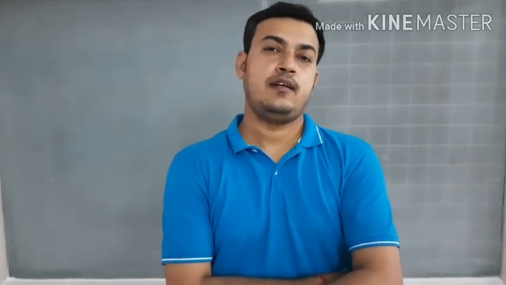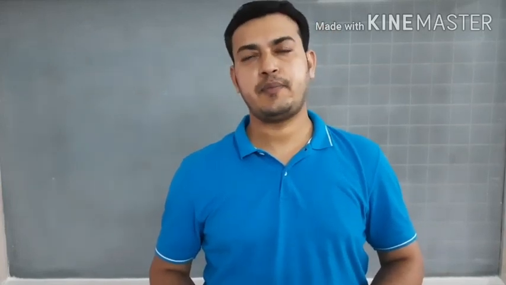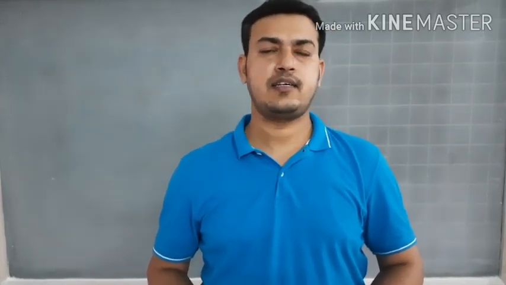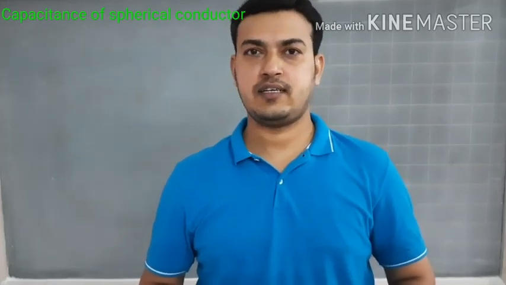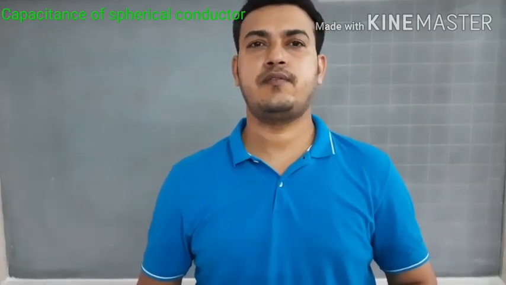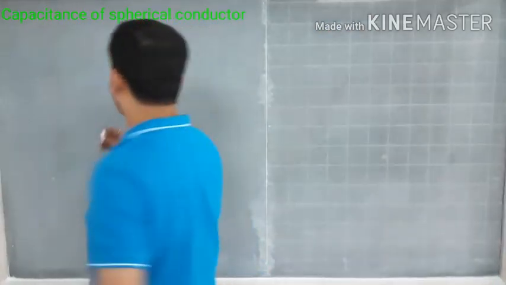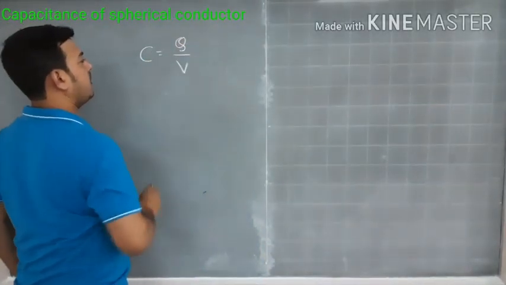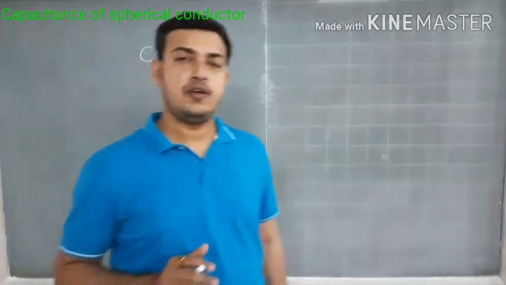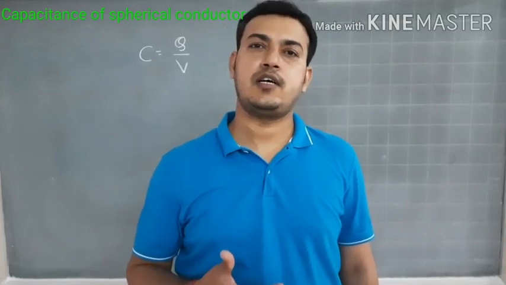Hello everyone. In the previous class, we discussed capacitance and the factors that affect it. We have also learned that the capacitance of a conductor is the ratio of charge to the potential. So, the formula for the capacitance is C equals Q by V. Now, we will find the capacitance of a spherical charged conductor.